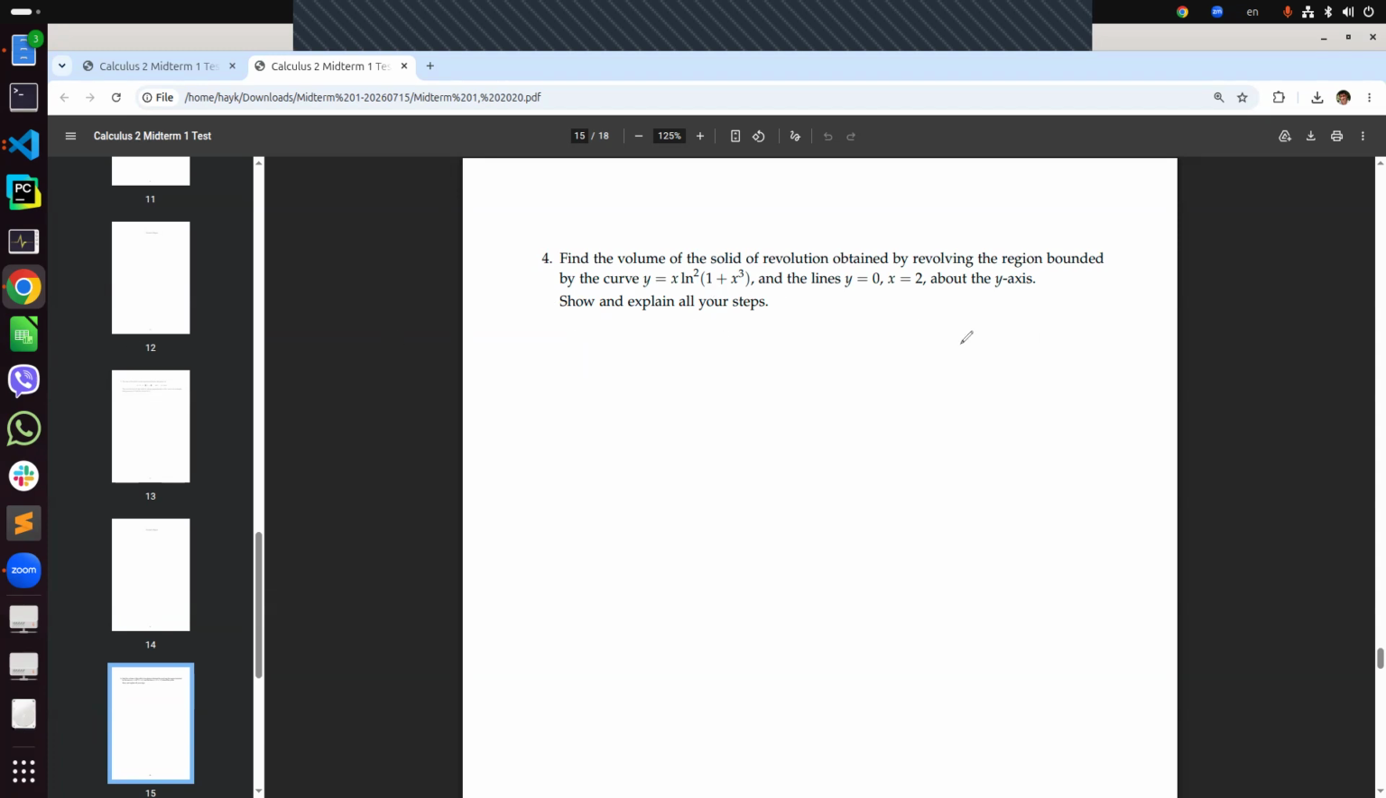So here our region is bounded by some function that is given. We have some function that starts at 0. It is something like this. Doesn't matter. y equals 0 is the x-axis, and x equals 2 is something like this. So this region, we are revolving around the y-axis.